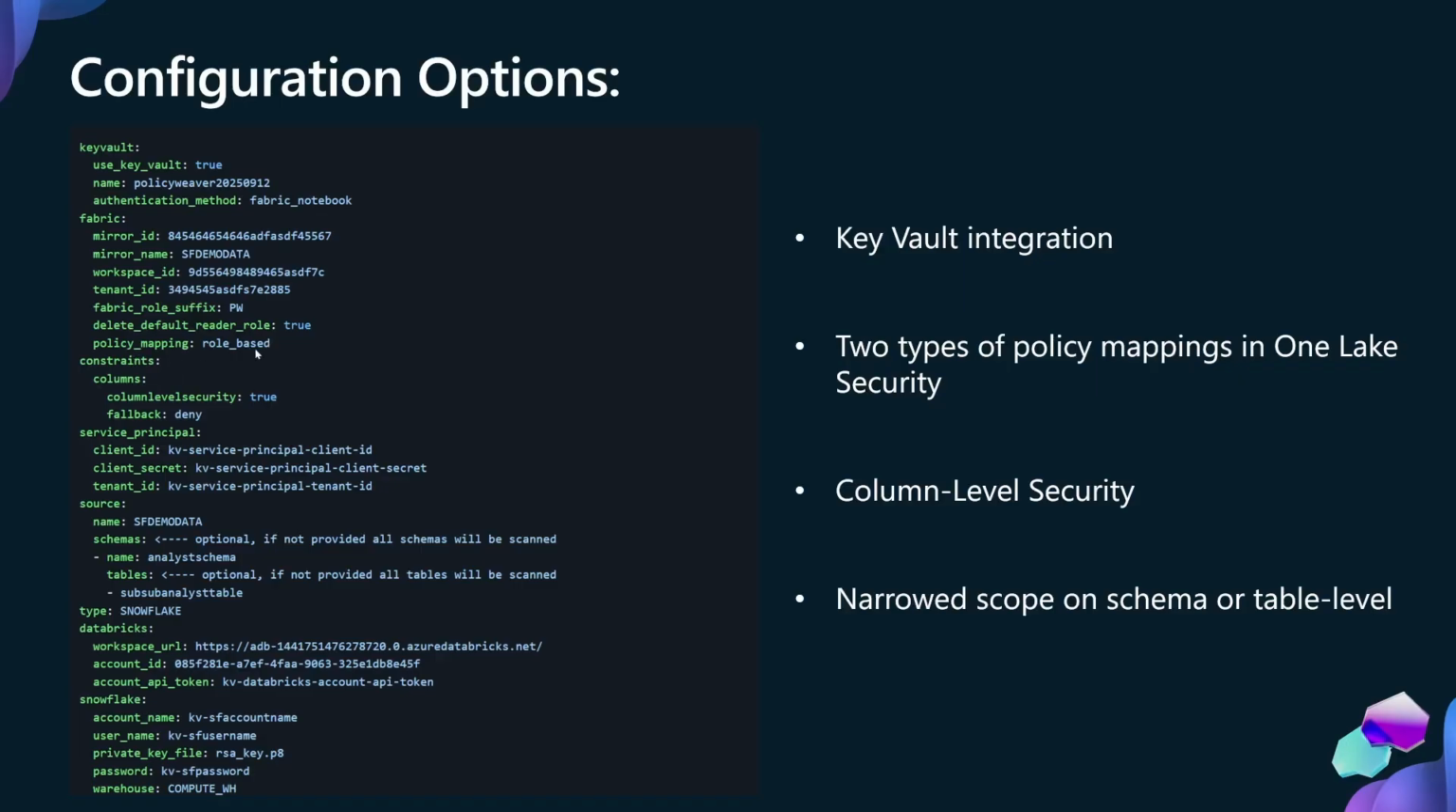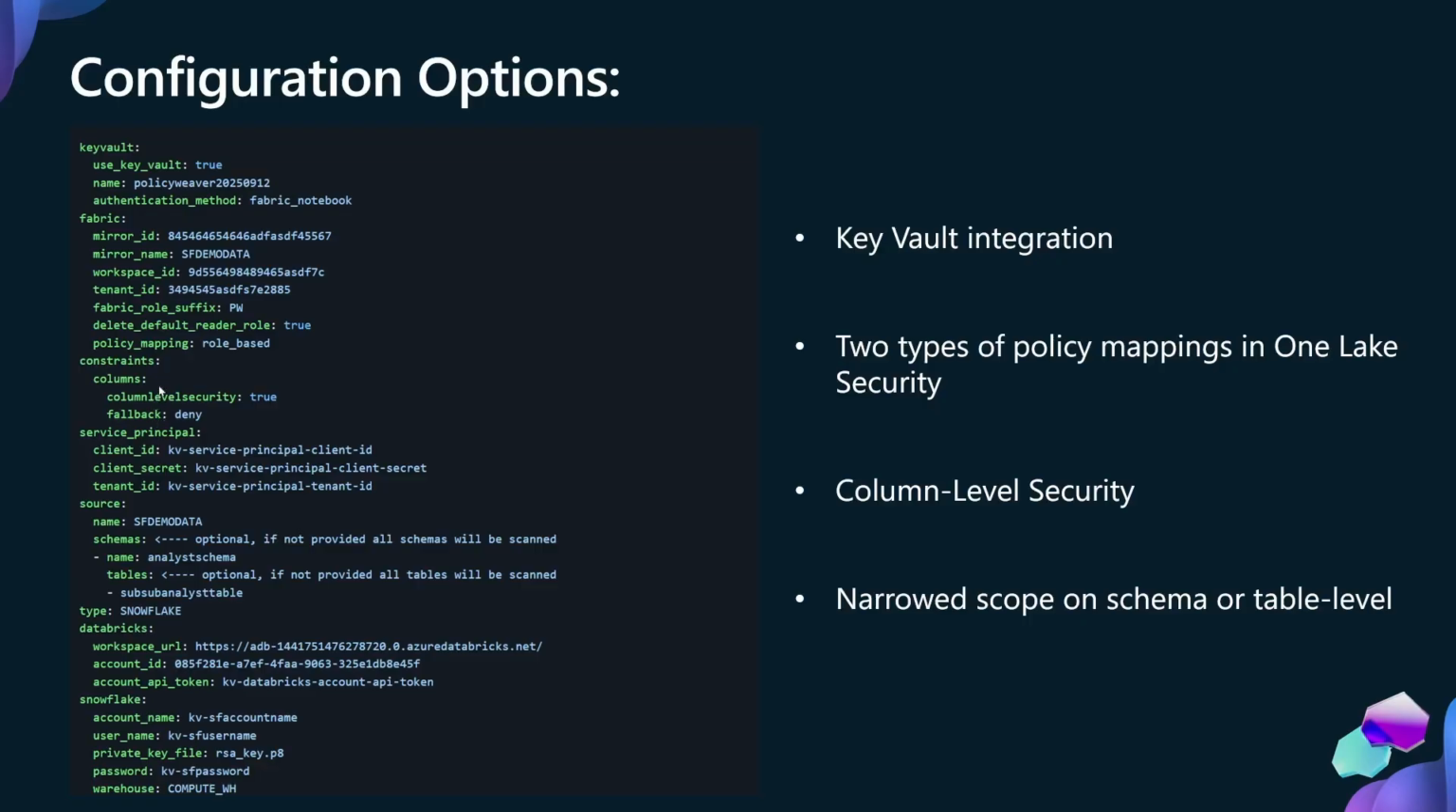For policy mapping, we actually have two choices. One is table_based, which means we create a role for each database or catalog level, schema level, table level. So the scope is actually only one of those tables or schemas, and then we just add all the principals who have access there. The more recommended way is role-based, where we match what is there in the source. So for Snowflake, it would be the Snowflake roles.